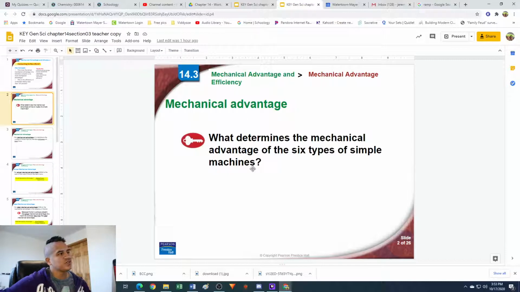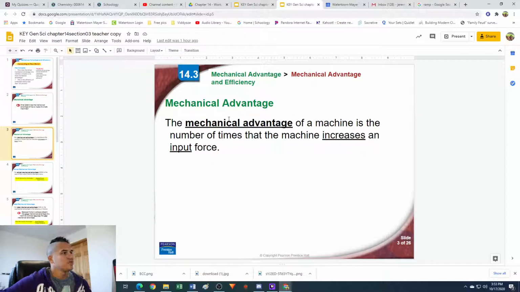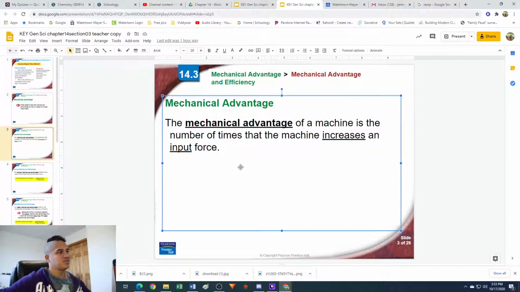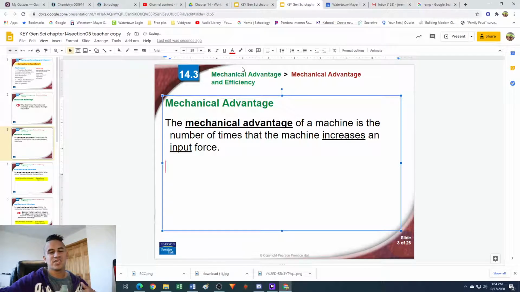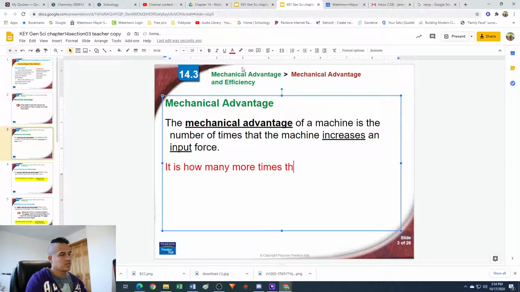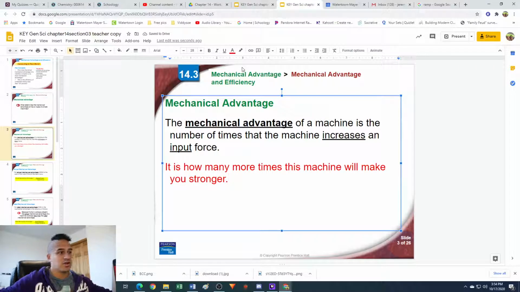Okay, so first off, let's talk about mechanical advantage. And what is mechanical advantage? So mechanical advantage of a machine is the number of times that machine will increase the input force. So basically, this is saying the mechanical advantage is how many more times this machine is going to make you stronger. Is it going to make you 2 times stronger, 3 times stronger, 10 times stronger, right?